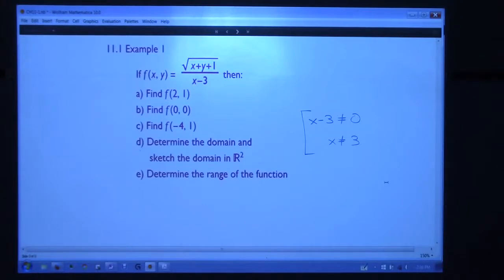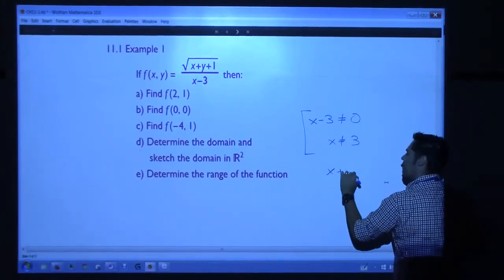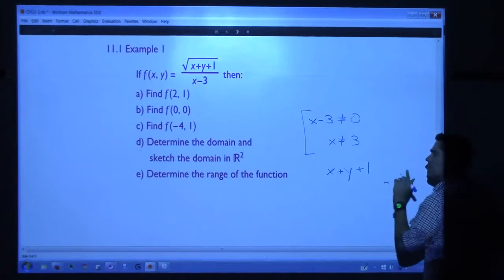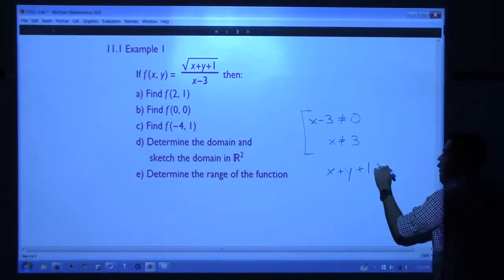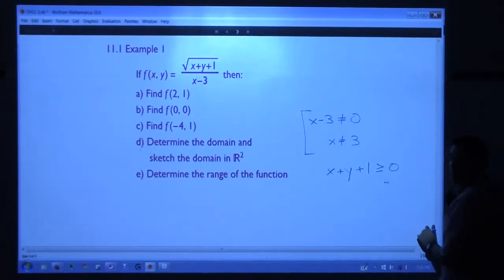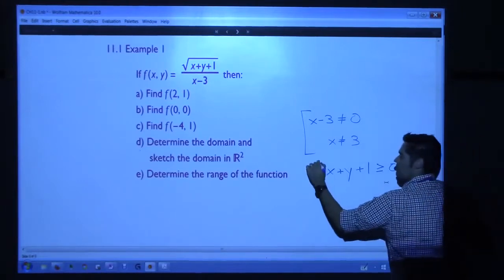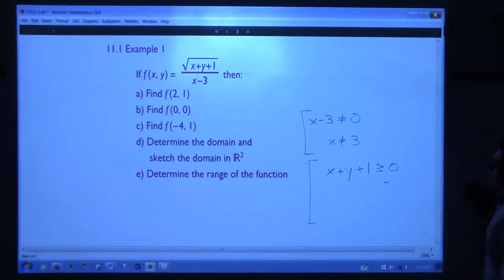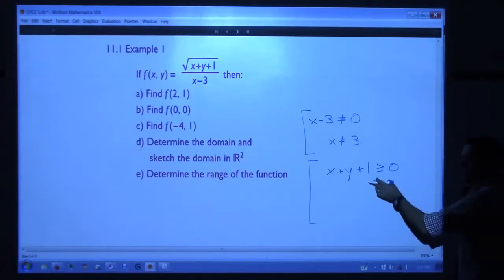That's one thing. What's the other thing we don't want? Or you can say it the other way: what do we want? We don't want a negative under the square root, right? So I've got to make sure that x plus y plus 1 is never negative, so greater than or equal to 0. That's what I want, right? Oh, this is a linear inequality in 2 variables.